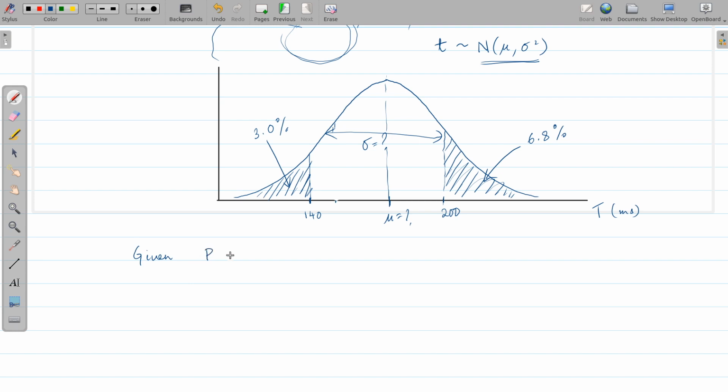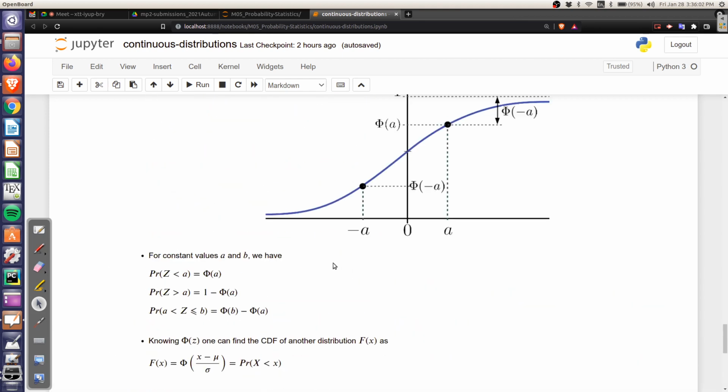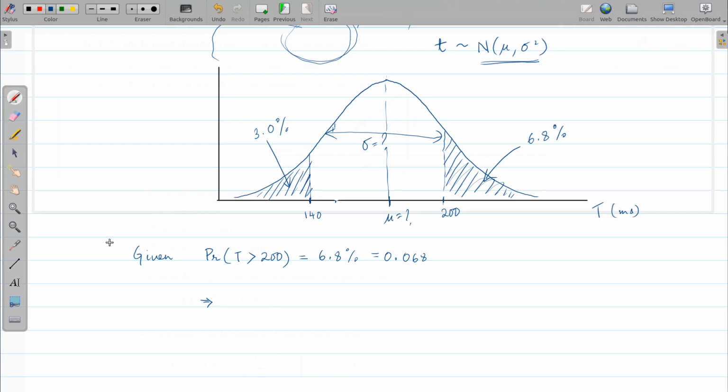So let's take this. What is given? The probability that the time taken is more than 200 milliseconds is 6.8%, which is of course 0.068. So this is what is given to us. Now I'm going to use this result. If I'm using the greater than symbol, we have to use 1 minus phi of a. Greater than symbol means always 1 minus phi of a. So I'm going to use that same idea.